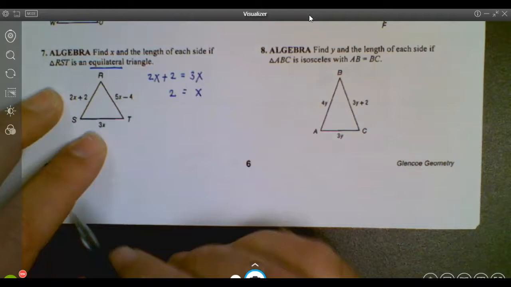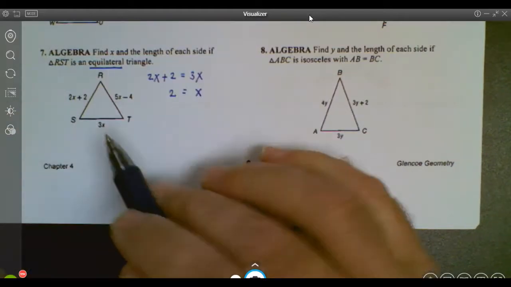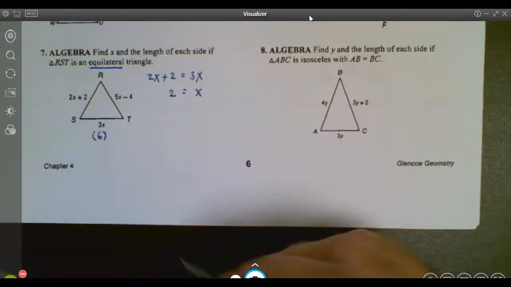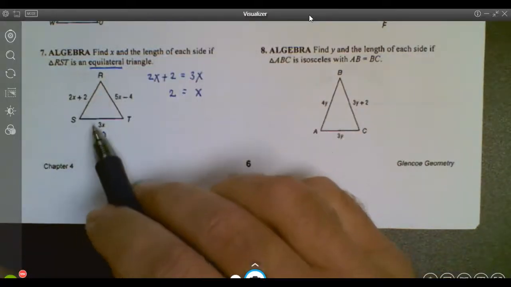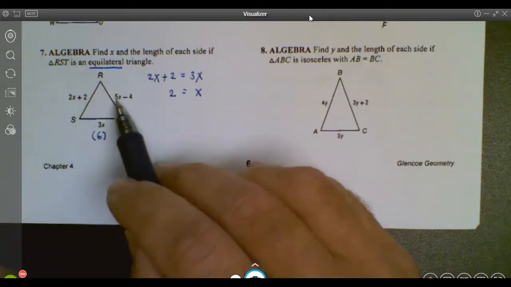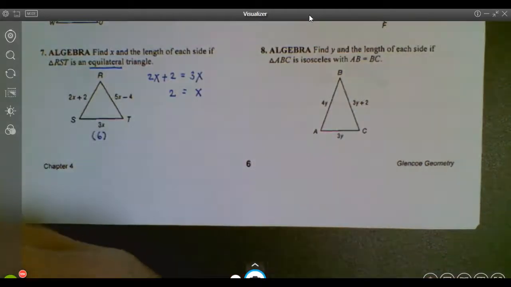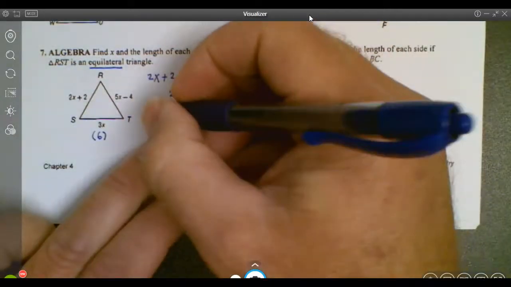Now let's do the second part. As I take this value and plug it back in, I know that 3 times 2, of course, is 6. And so remember, guys, if this is equilateral, that means if he is 6, they're all 6. Right? So as I plug 2 back into each one of these, I know that I would get 6 for all those cases. Okay, so I know my side lengths are all 6.